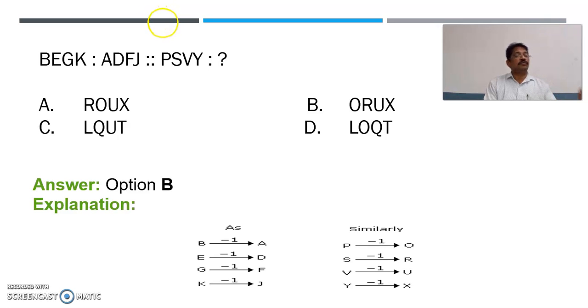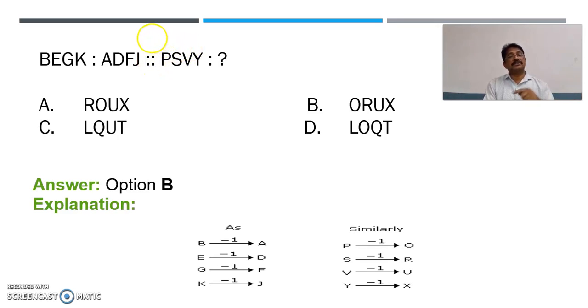E, F, one step forward. Here one step backward, one step forward. G, here we will take the F, one step backward. K, one step backward: I, J, K. So B to A, one step backward. E to F, one step forward. G to F, one step backward. K to J, one step backward.